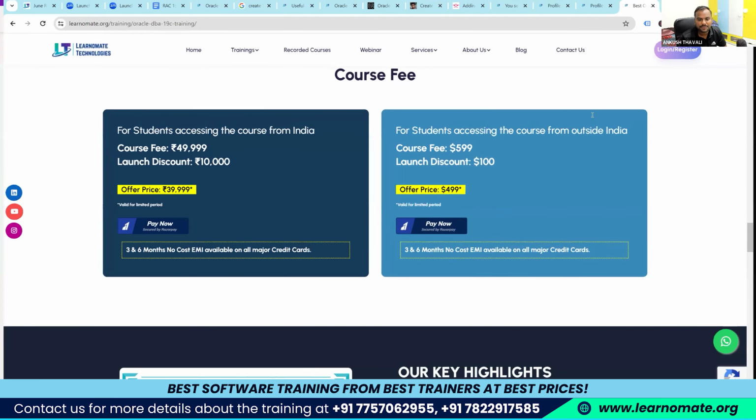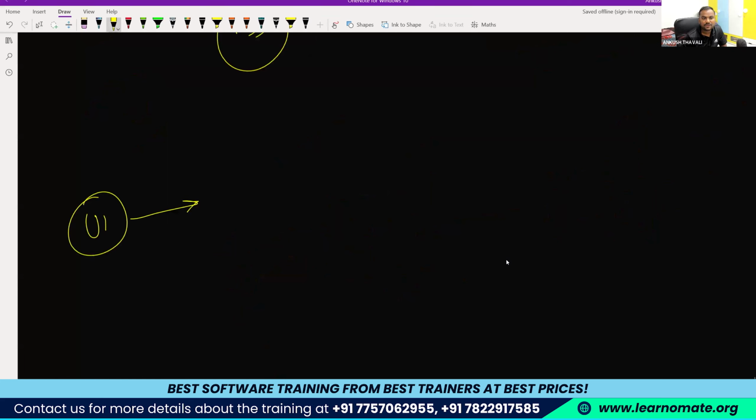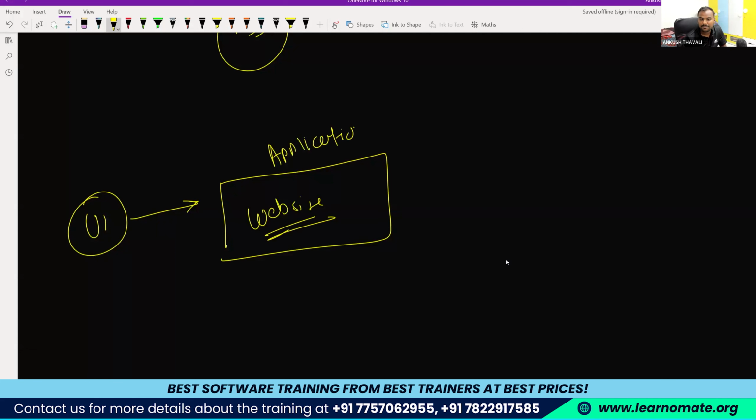So Learnomate is an application for me. A user will not go to the database directly. He will use the Learnomate website. What is this website? It is a kind of application for us. And here they will make the payment. When they make the payment on the website, that payment detail will be recorded in the database.